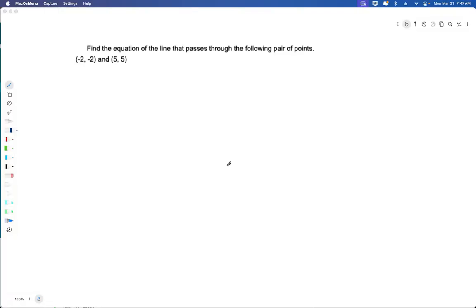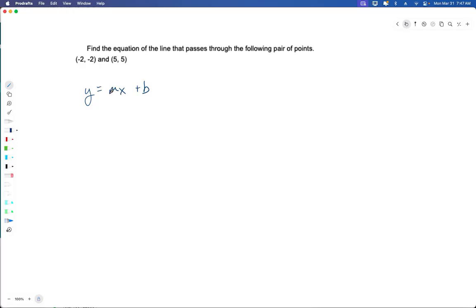It says find the equation of the line that passes through the following pair of points. So I've got these 2 points, -2, -2 and 5, 5. So we are going to find the base form, which is y equals mx plus b. Okay, b is going to be the point that is the y-intercept, and m is the slope.